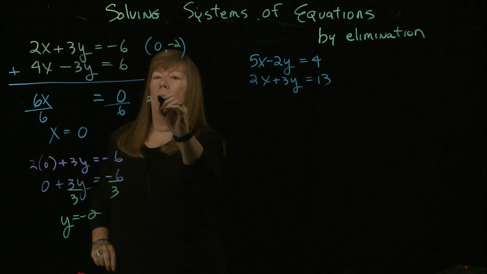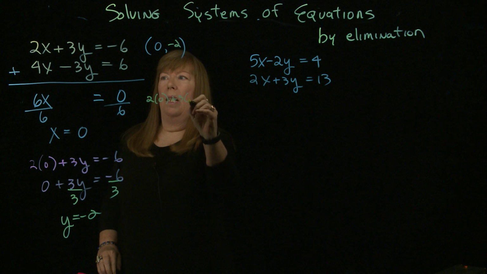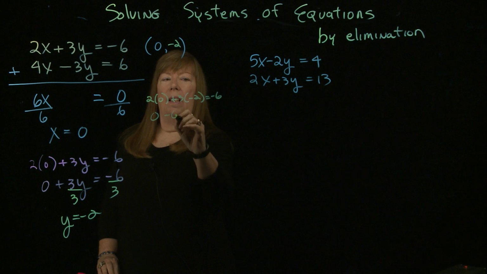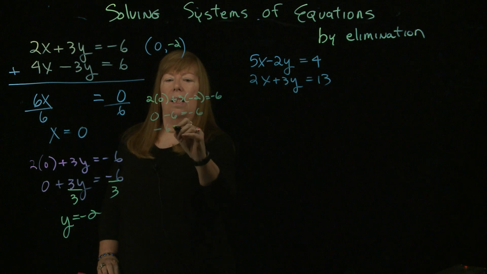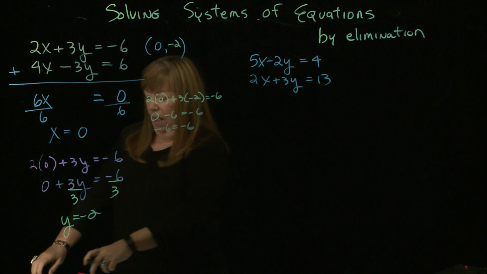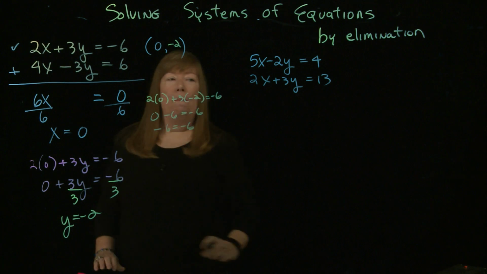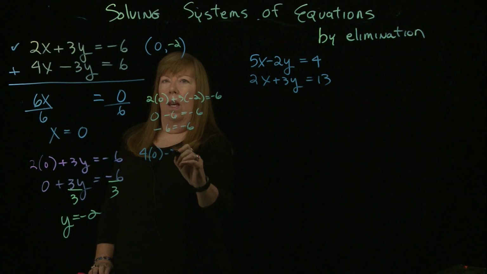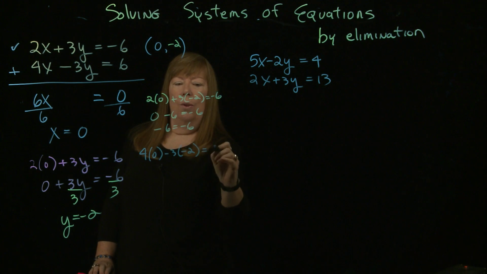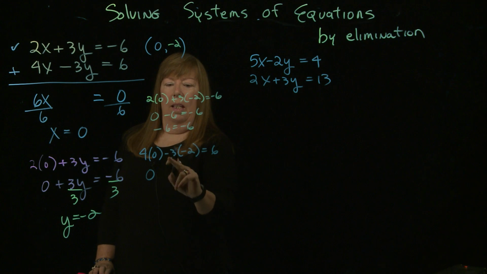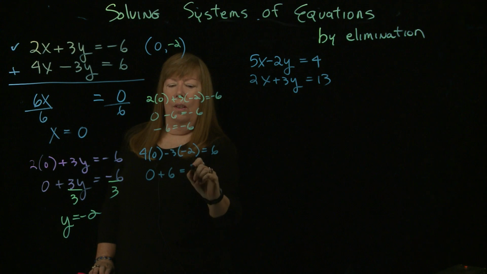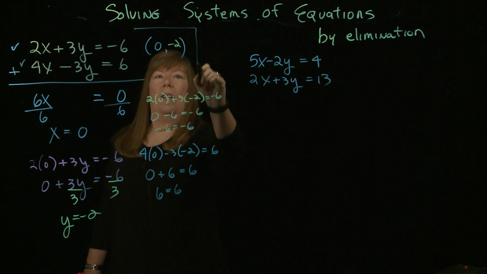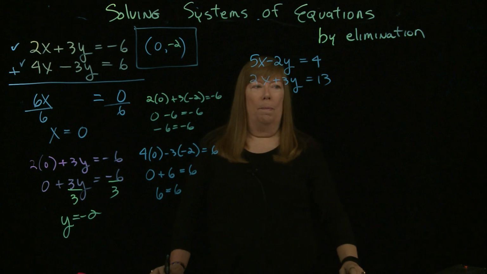So 2 times 0 plus 3 times negative 2 is negative 6. 0 minus 6 is negative 6. Negative 6 equals negative 6. Checks in the first one. Let's try it in the second one. 4 times 0 minus 3 times negative 2 is 6. Negative times negative is positive. 6 equals 6. Yep, checks in the second one as well. So I know that that's my solution.